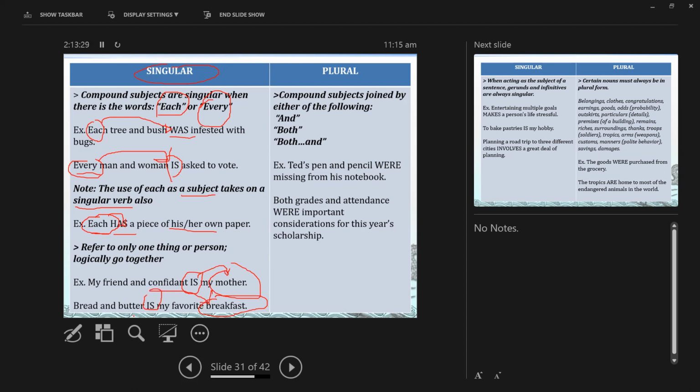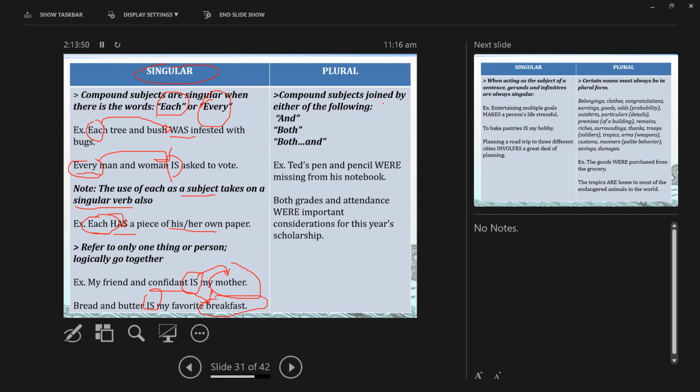Bread and butter is my favorite breakfast. Pero pag binago natin yung structure ng sentence, bread and butter are essential breakfast ingredients. Okay? Because it's a different structure now.